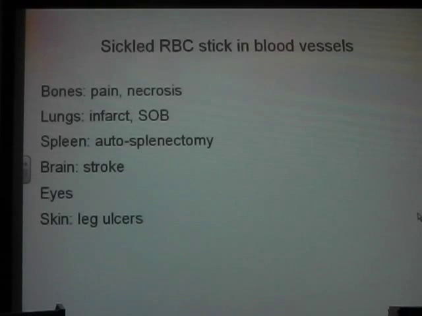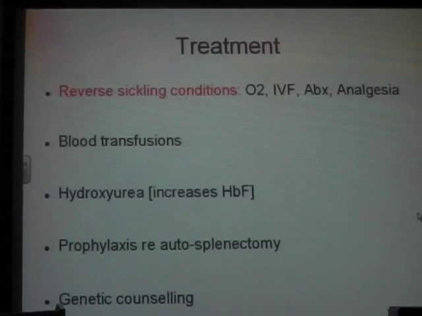So if you get blood cells stuck in your blood vessels in any of these organs, these are the sort of effects that you get. So there's your list of symptoms and pathology associated with sickle cell disease. How are we going to treat it?